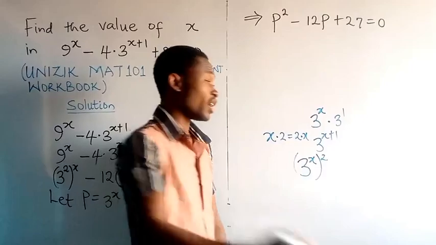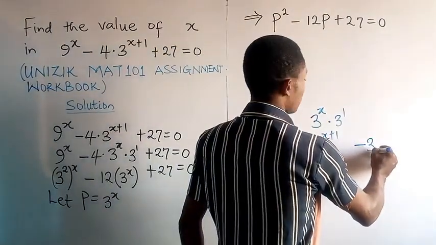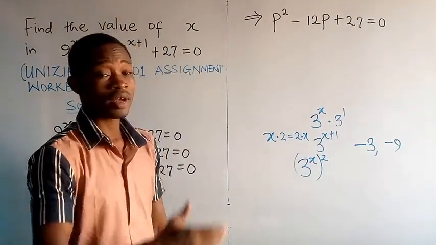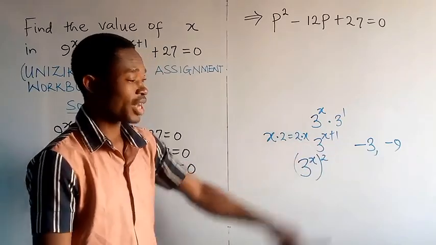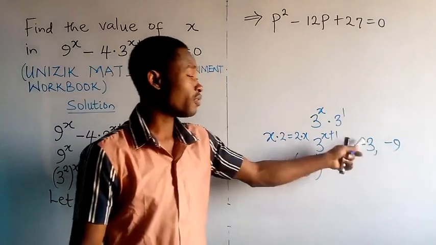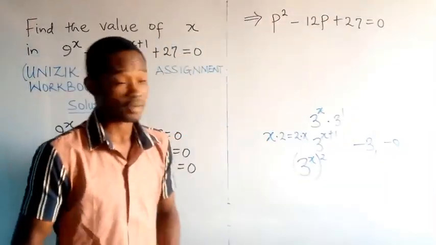And the numbers that will do that for us are nothing but minus 3 and minus 9. Find out. If you multiply minus 3 times minus 9, you will get plus 27. And then if you add the two, minus 3 plus minus 9, you will get minus 12. So these are the factors that will solve the problem for us.